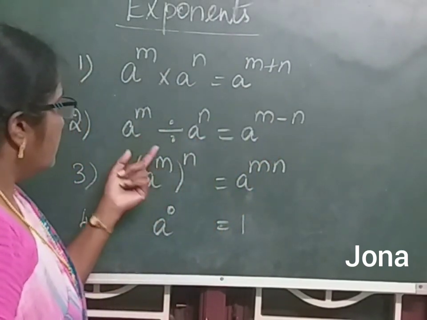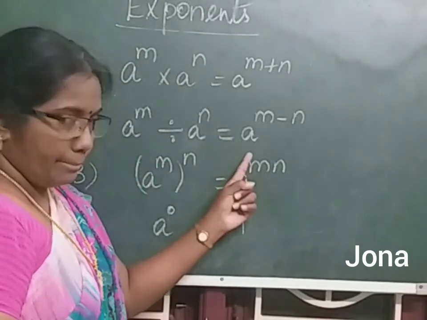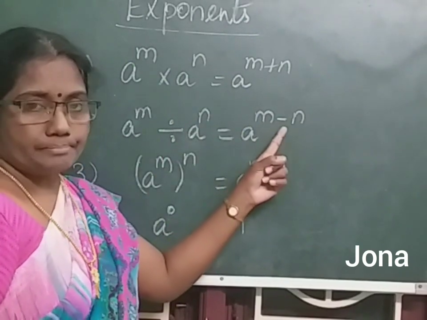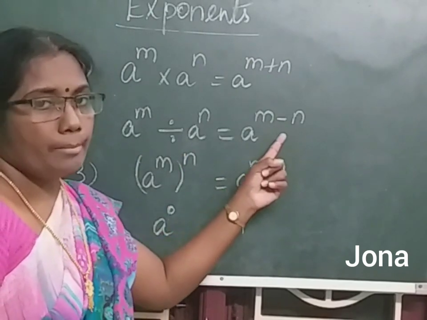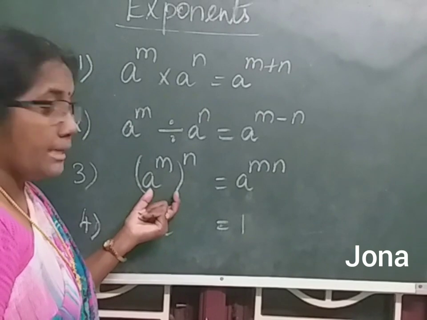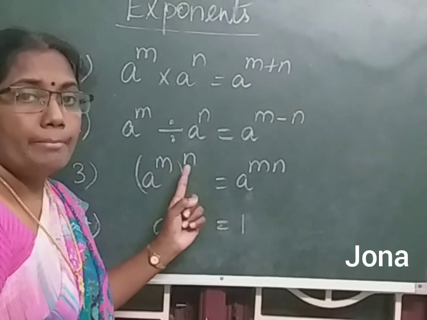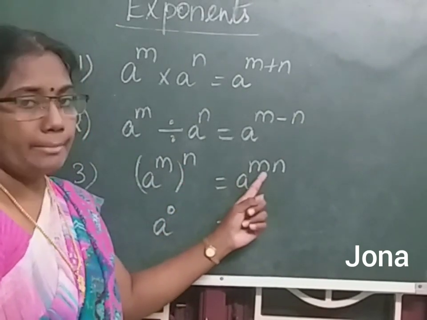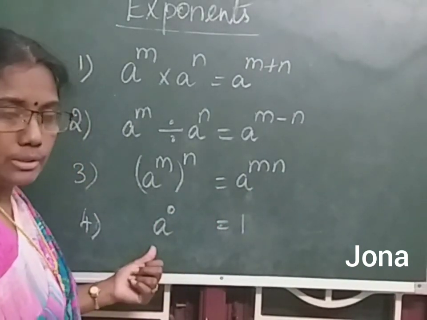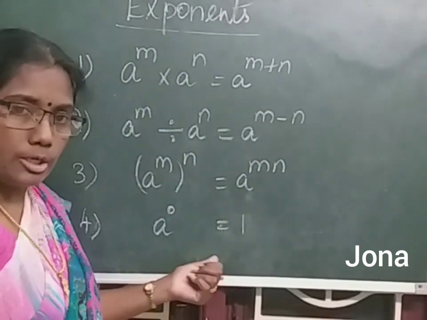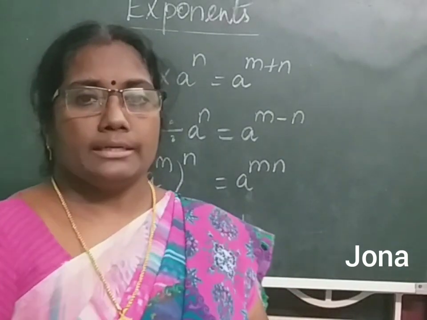And then a power m divided by a power n equal to a power m minus n. If the bases are same in division, we have to subtract the powers. The next one, a power m whole power n, this is nothing but multiplication, so a power m into n, that is a power mn. The next one is a power 0, that means anything power 0 equal to 1. Based on these 4 formulas, we are going to do the exercise.